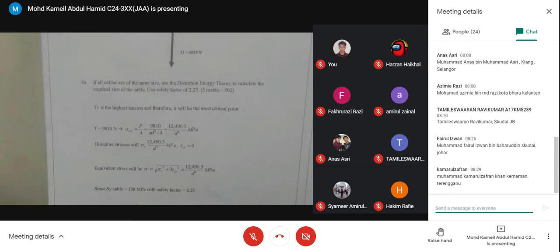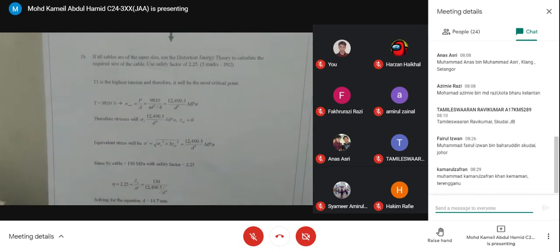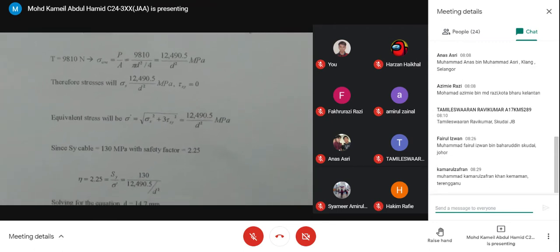Okay, and tau XY is 0. There's no torsion under shear stress. So get the equivalent stress sigma prime. Sigma prime is the same value, 12490.5 divided by D square.